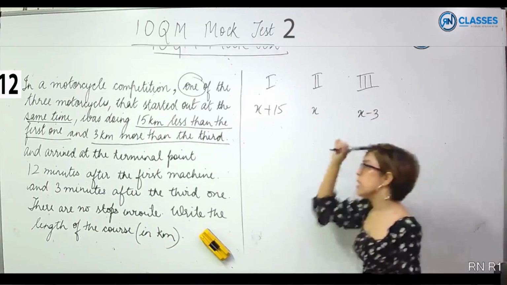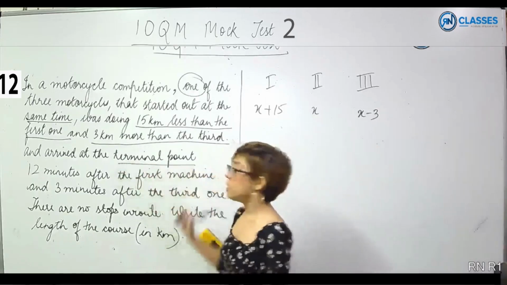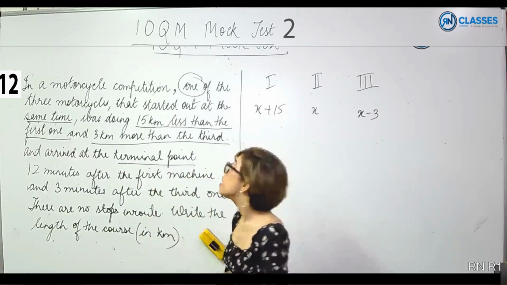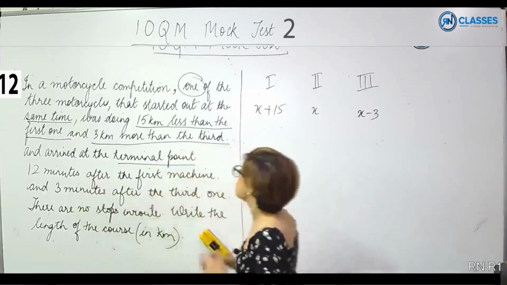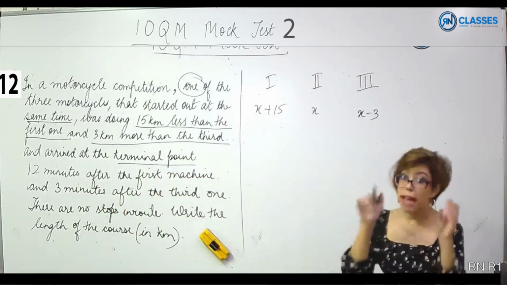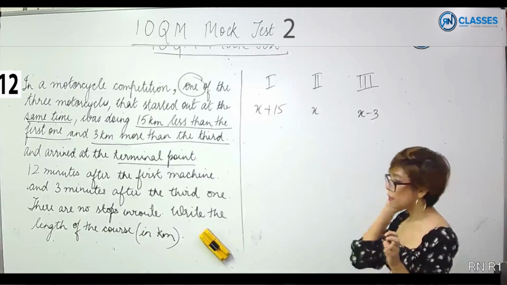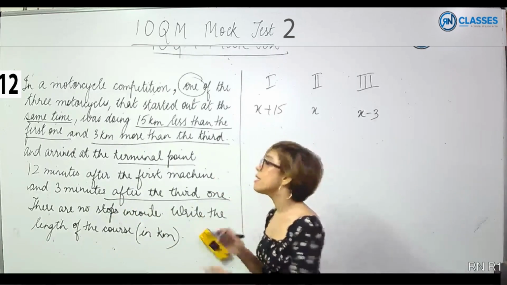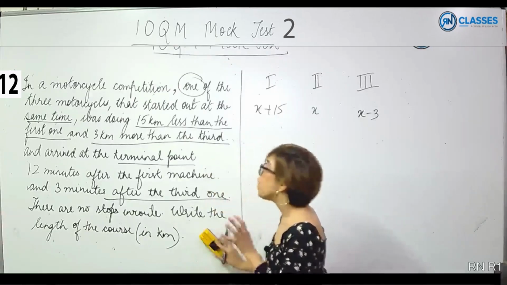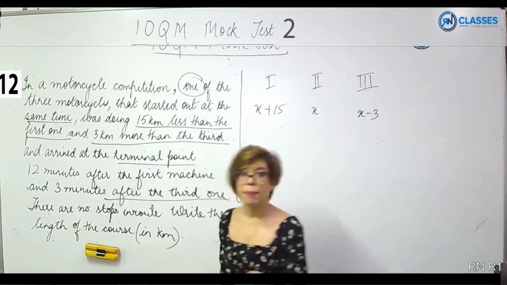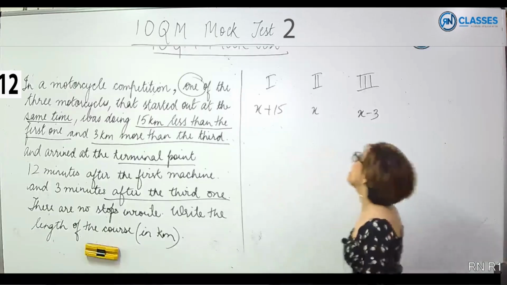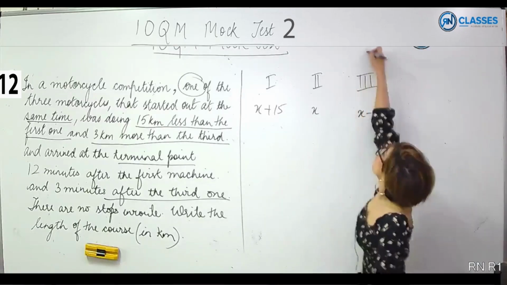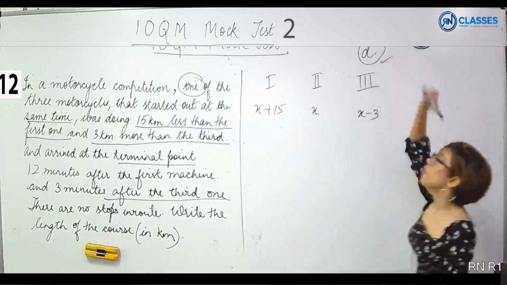Right? Now he says they arrived at the terminal point, obviously where the race ends, 12 minutes after the first machine. So that means 12 minutes after the first one and 3 minutes after the third one. Okay. He says there are no stops en route. Write the length of the course in kilometers. Now suppose the length of the course is d. I want to find out the value of d.